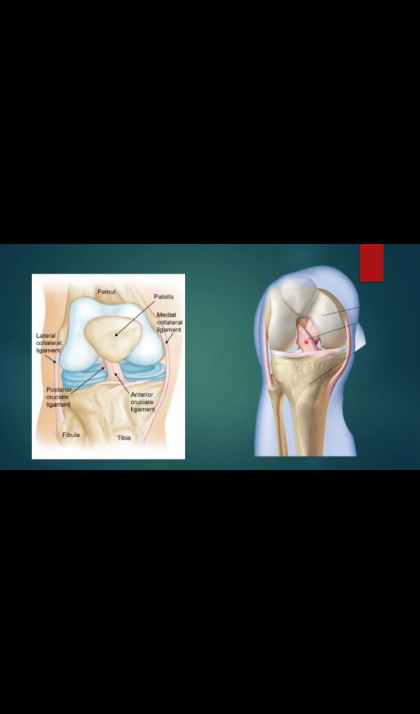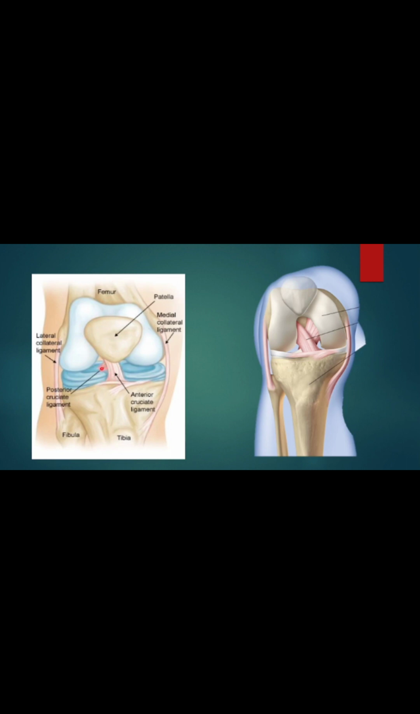So the anterior and posterior are decided based on their attachment to the tibia. So the anterior cruciate ligament will be attached to the anterior part of the intercondylar area of tibia, whereas posterior cruciate ligament will be attached to the posterior part of intercondylar area of the tibia.